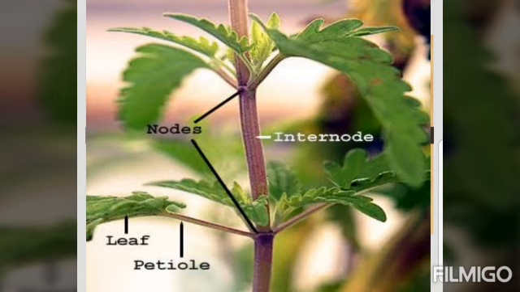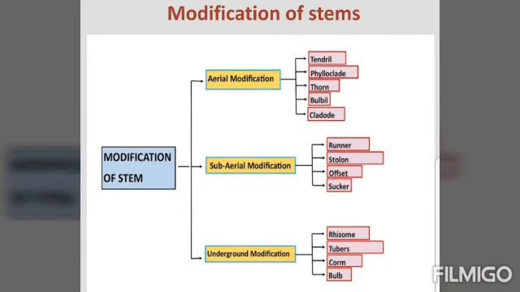As you know, the main function of the stem is spreading out branches bearing leaves, flowers, and fruits. It conducts water, minerals, and photosynthates. Some stems perform the function of storage of food, support, protection, and vegetative propagation. So let's talk about the modifications of a stem.